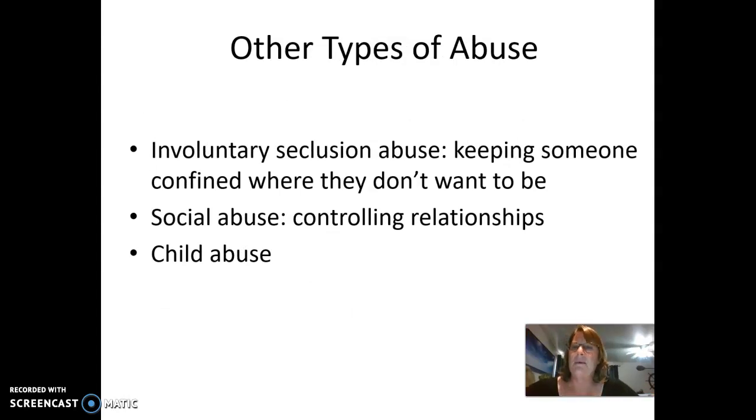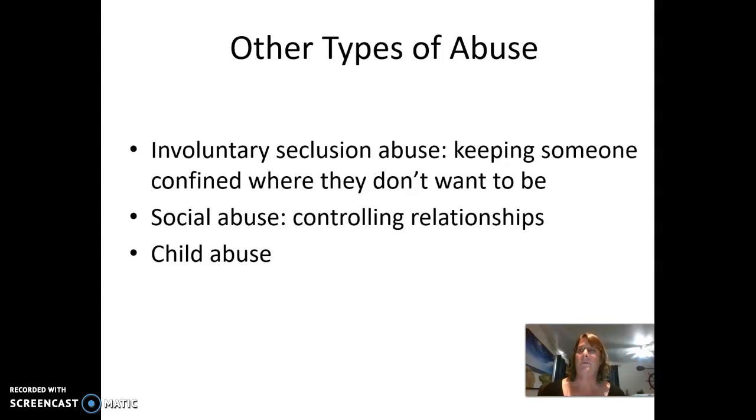Other types of abuse that we see: involuntary seclusion. That's keeping someone confined where they don't want to be. So let's say you're in the activities room and you have a patient who's getting agitated and yelling and crying out in the activity room, and it's disrupting the other people. It's okay to take that person out, maybe change their scenery, take them outside for a little walk, but you decide you're going to lock them in their room. They don't want to be in the room, but that's where you lock them. That would be involuntary seclusion.